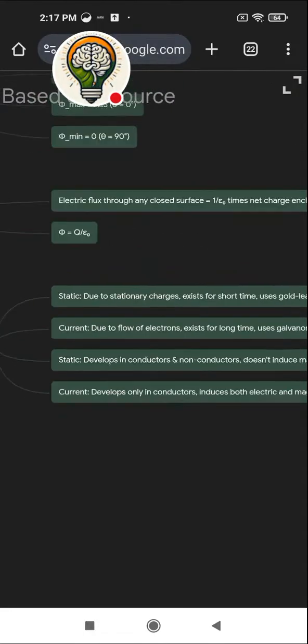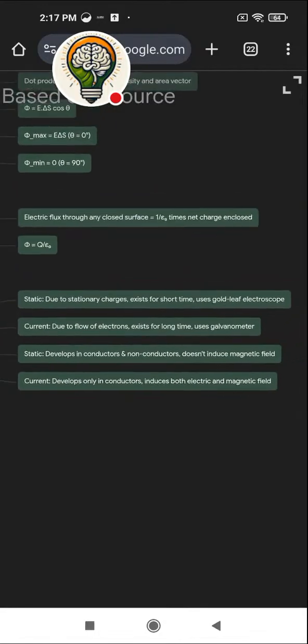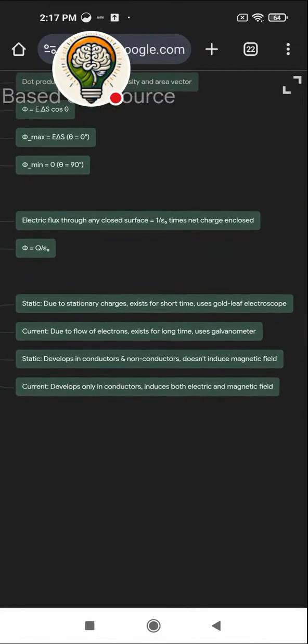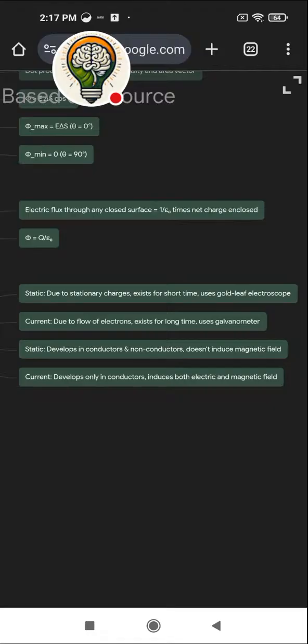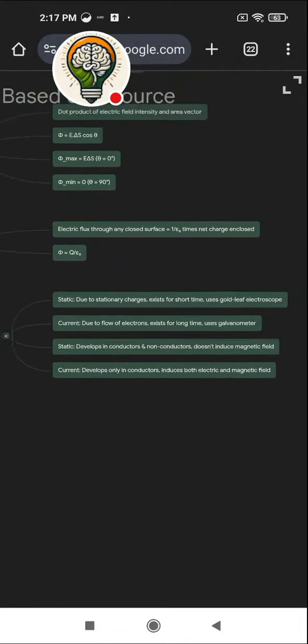Static electricity is due to stationary charge, exists for a short time, use gold leaf electroscope. Current is due to flow of electrons, exists a long time, use galvanometer. Static develops in conductor and non-conductor and doesn't induce magnetism, and current develops only in conductor and induces both electric and magnetic field.